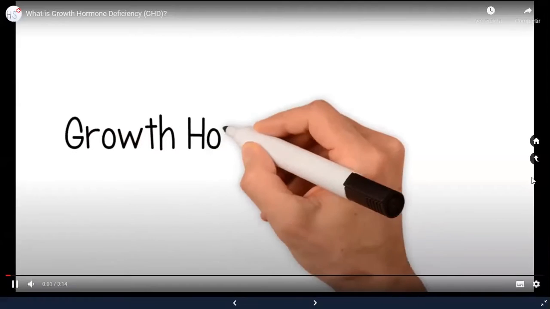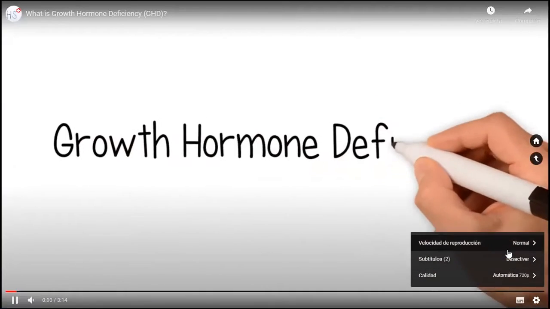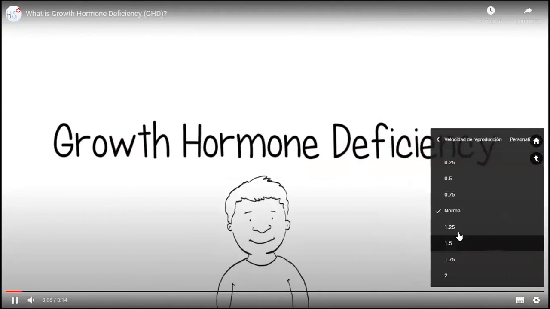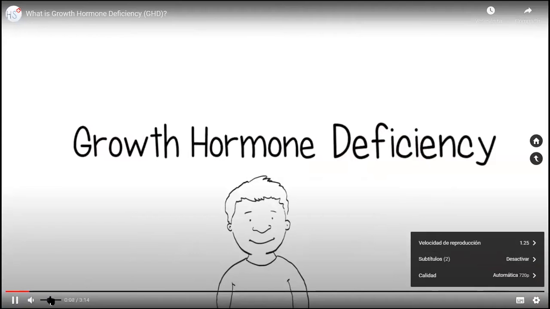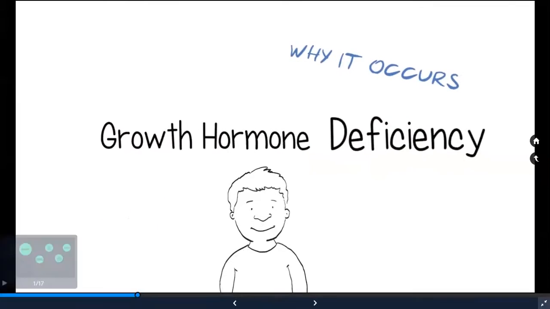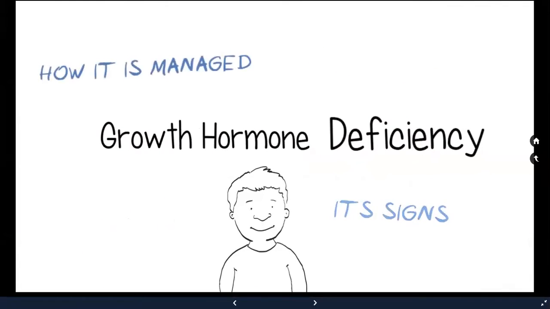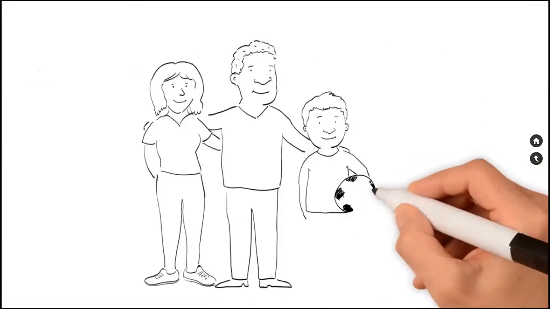Hello. In this health sketch, we want to talk to you about growth hormone deficiency in children, a condition that occurs when the body can't produce enough growth hormone. We'll talk about what it is, why it occurs, its signs, and how it's managed. Growth hormone deficiency is treatable, and with careful management, most people are able to enjoy long and normal lives.